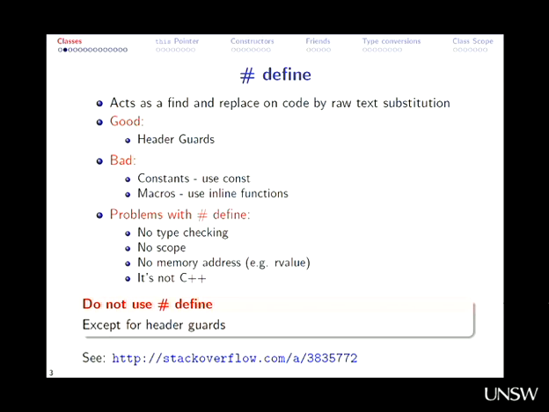The major problems of hash define is there's no type checking. Okay, there's no checking that this is actually the correct type, it's just a raw substitution. There's no scope, so we talk about namespaces, local scope, global scope. That doesn't apply with hash define. There's no memory address, the same as a variable declaration and definition. And put simply, it's not C++. Okay, so do not use hash define except for header guards.